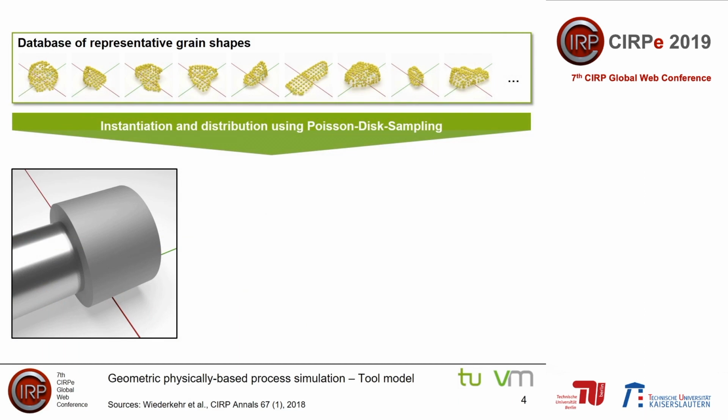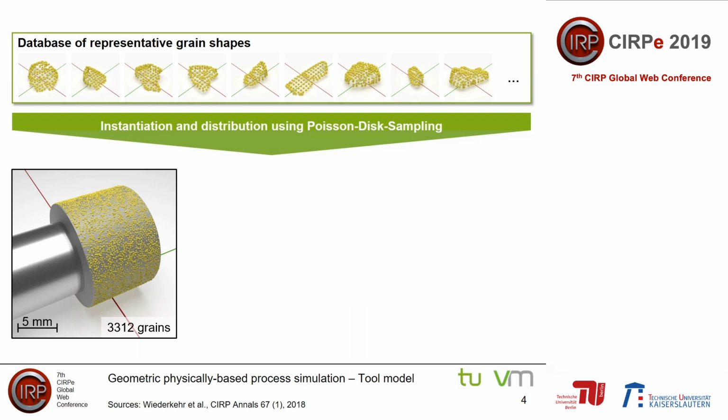By distributing instances from this database randomly on the macroscopic surface of the tool, arbitrary tool shapes can be modeled using the same database without conducting further experiments. In order to obtain uniform distributions of the grains on the tool model, Poisson disk sampling was used, based on the geodesic distance on the macroscopic surface of the grinding tool.